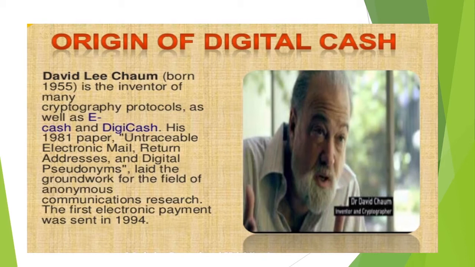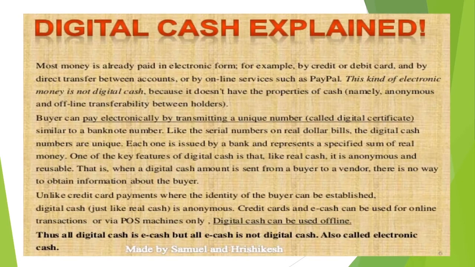1887. After that, electronic payment was made in 1994. So most money is already paid in electronic form: credit or debit card, direct transfer between accounts, or a service like PayPal. Digital cash can be used offline. All digital cash is e-cash, but all e-cash is not digital cash, which is also called electronic cash.